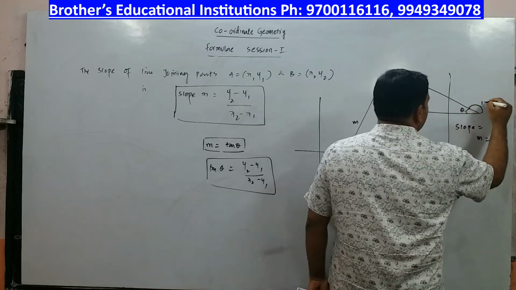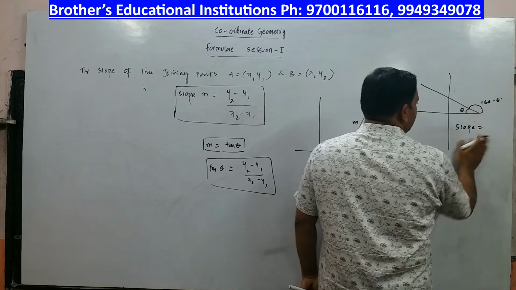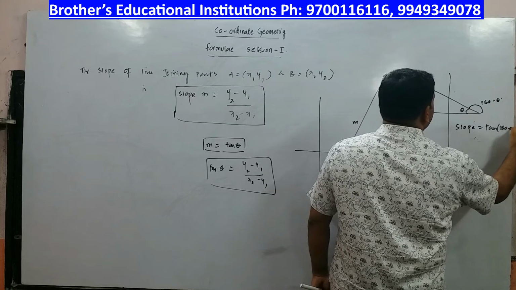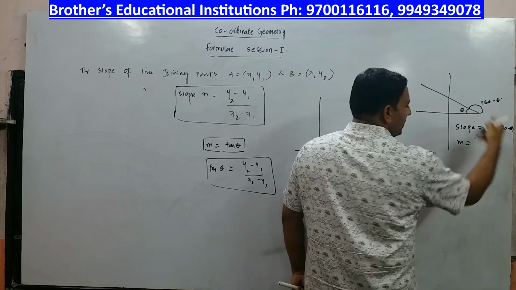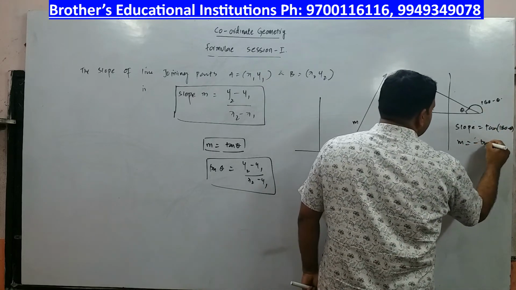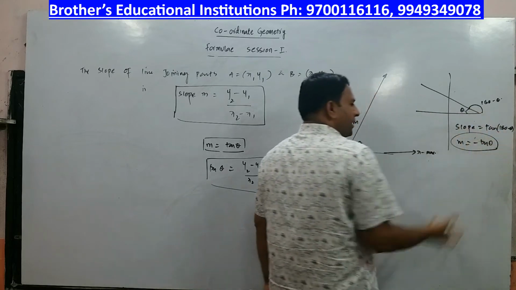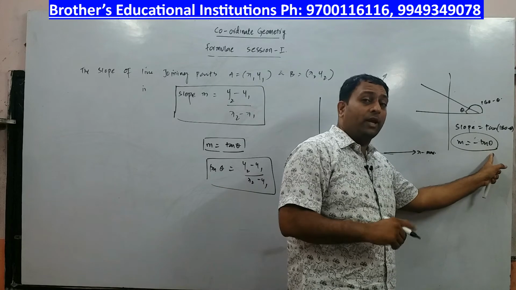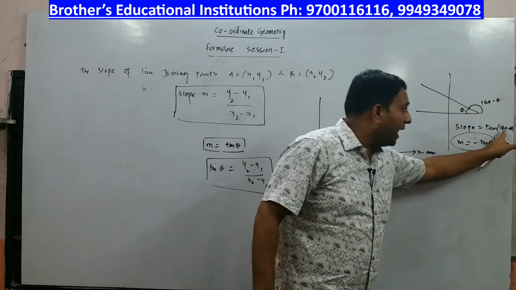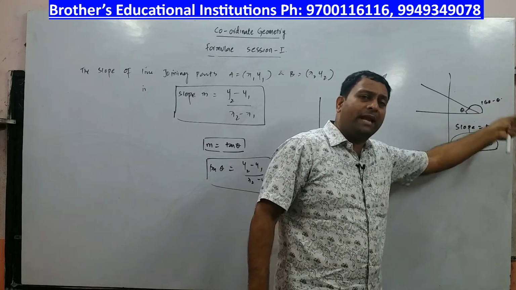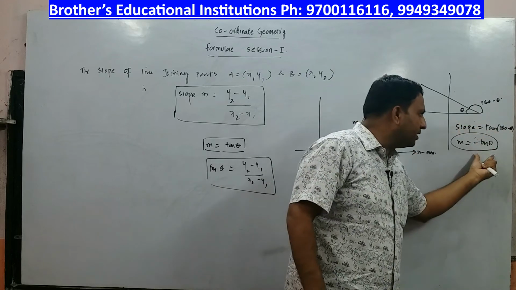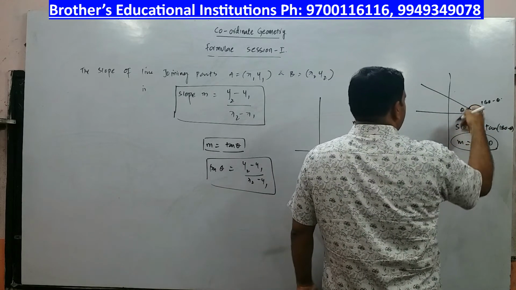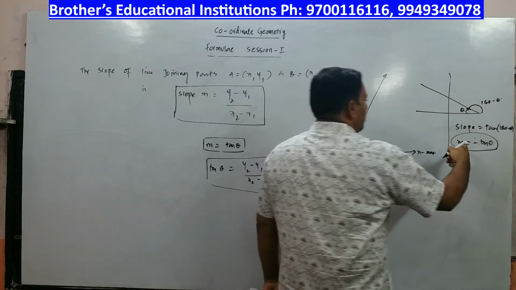If this is theta, this will be 180 minus theta. So m is equal to tan of 180 minus theta. What is tan of 180 minus theta? Minus tan theta. 180 minus something lies in the second quadrant, where tan is negative because only sine and cosecant are positive. 180 is an even multiple, so tan remains tan. So tan of 180 minus theta is equal to minus tan theta.